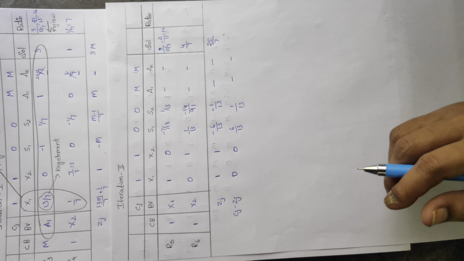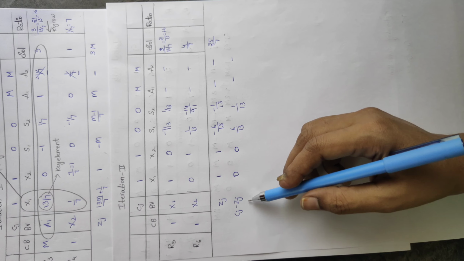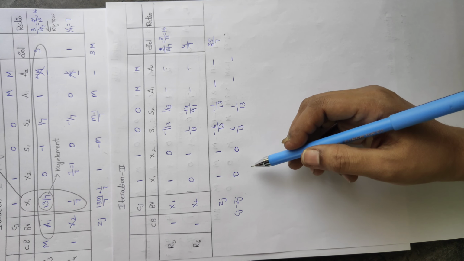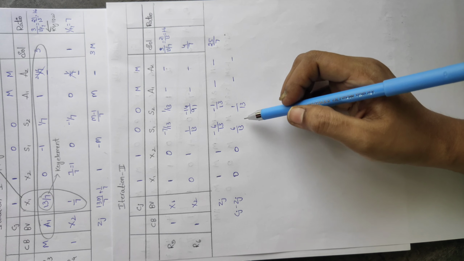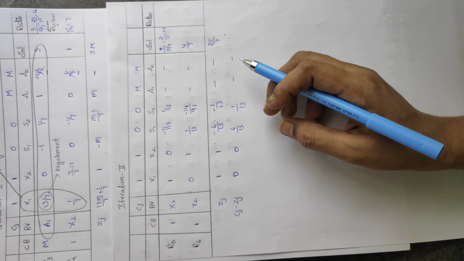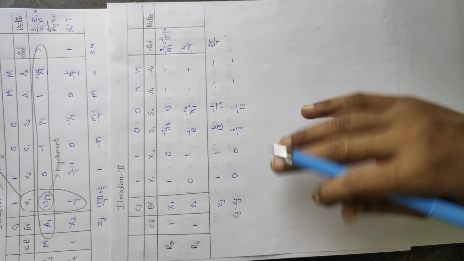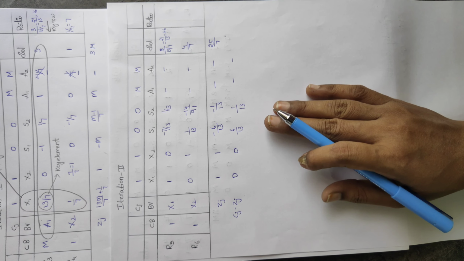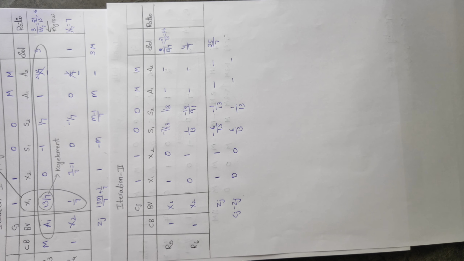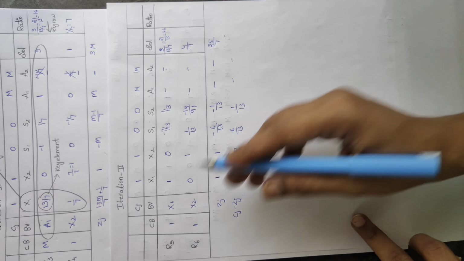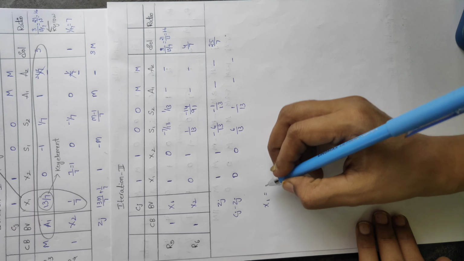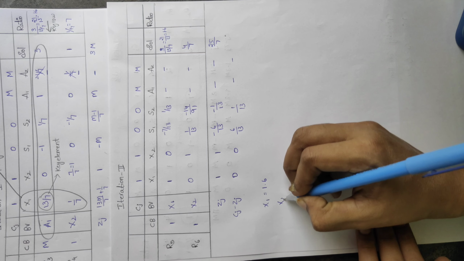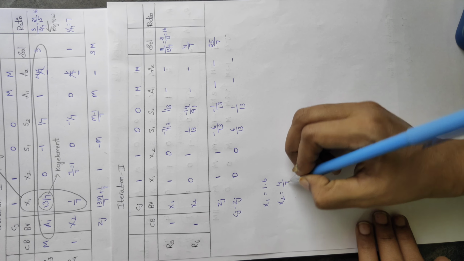Now we have to check the optimality condition. All the Cj minus Zj values should be greater than or equal to 0. See, check. There is no negative value. That means we have attained the optimality. This is the way to prepare the LPP model using the Big M method. Now we have to find out the x1 and x2 values. Here the x1 value is 1.6 and x2 value is 4 by 7.